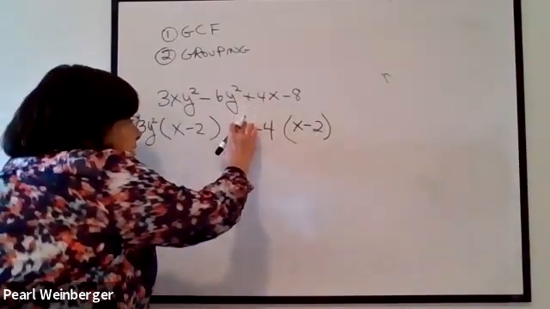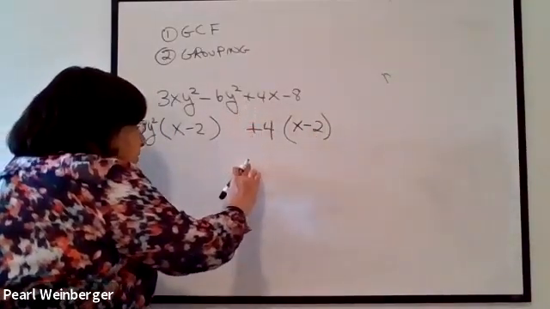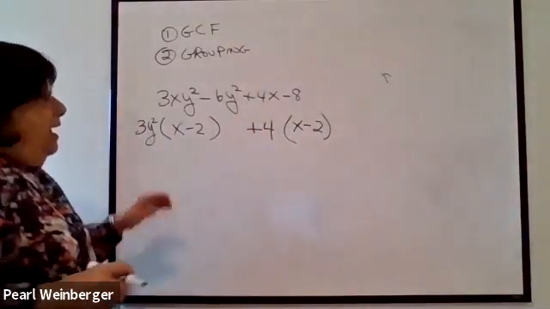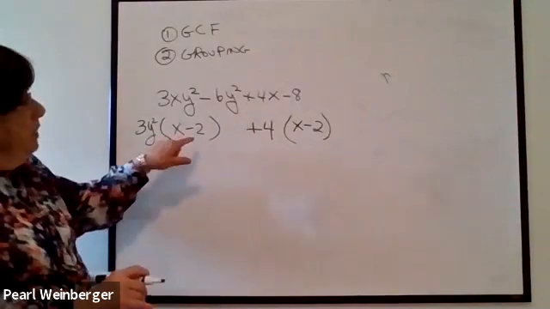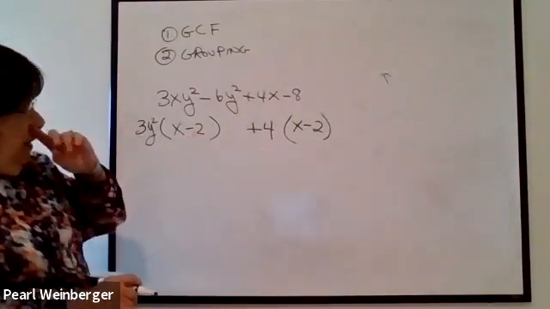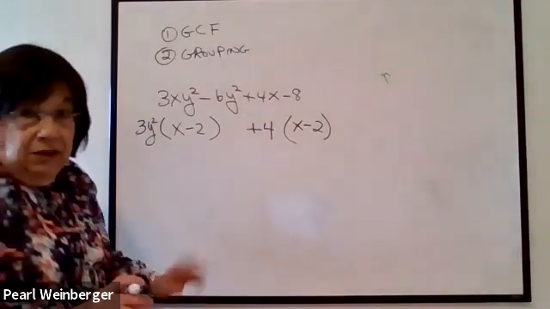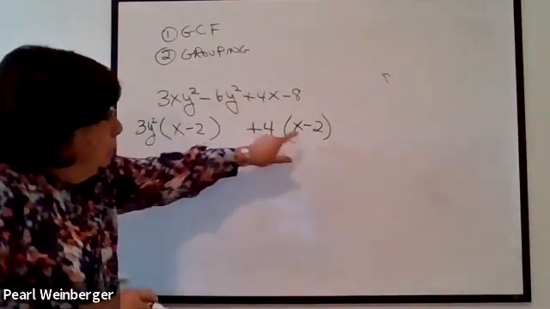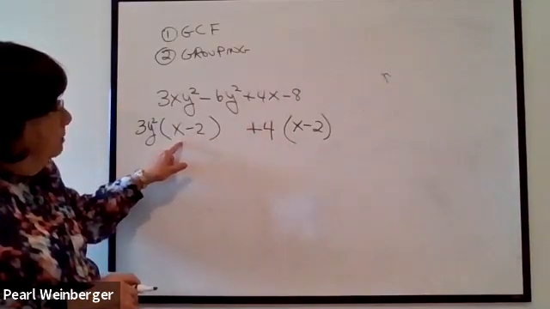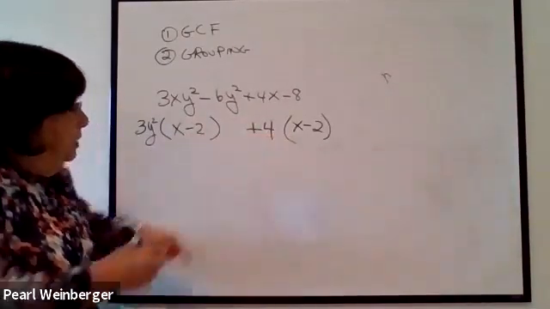Okay, let me just erase this now. Now let's just erase this. I use that to separate. And if you notice something, this is exactly what we had before. It doesn't always happen, but in this example, we have a common binomial factor, and x minus 2 is a factor of both of them.